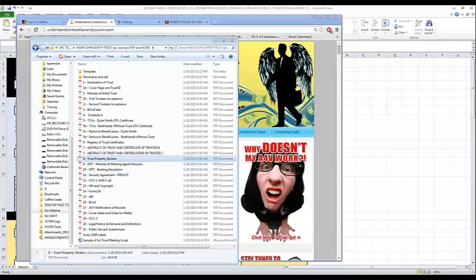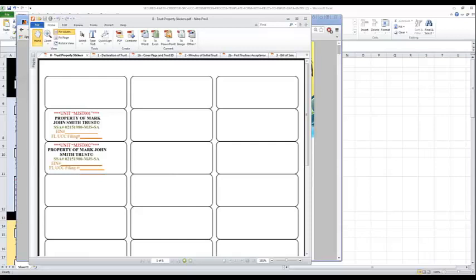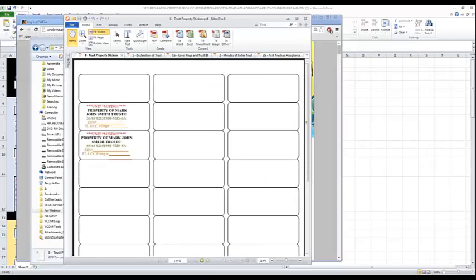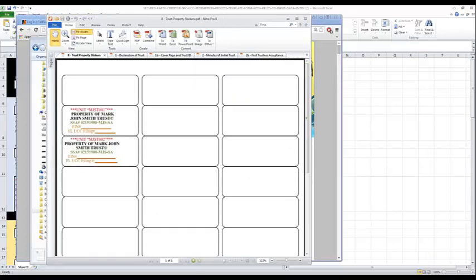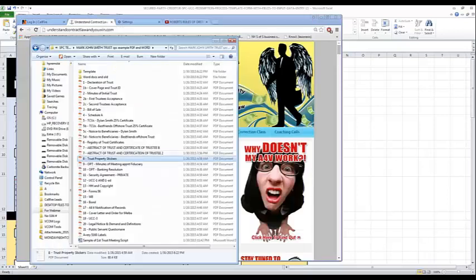These are the stickers that you would put on a trust property and take a photograph of the property if it's valuable to you. Property of Mark John Smith Trust, copyright, security agreement number, EIN number, UCC filing number, you could even put on there. Okay.